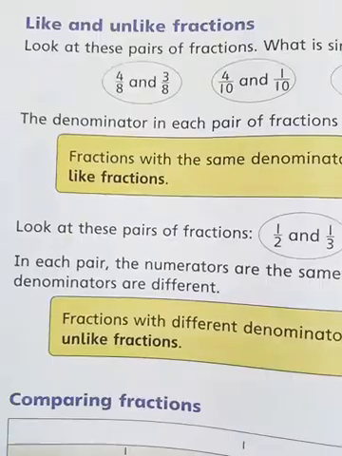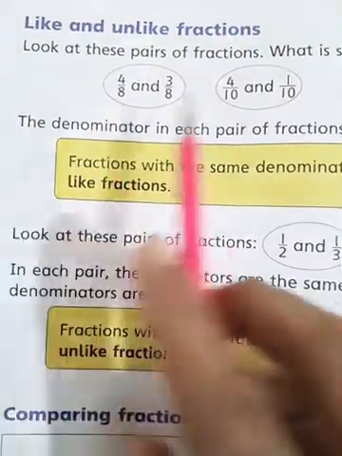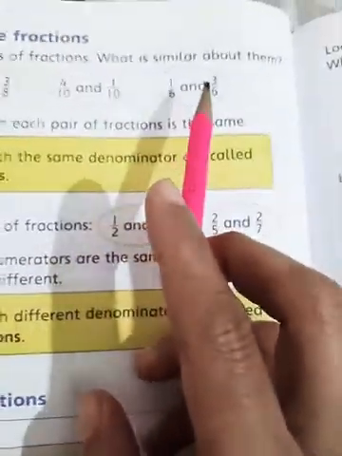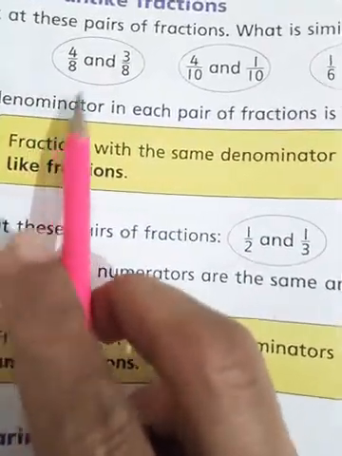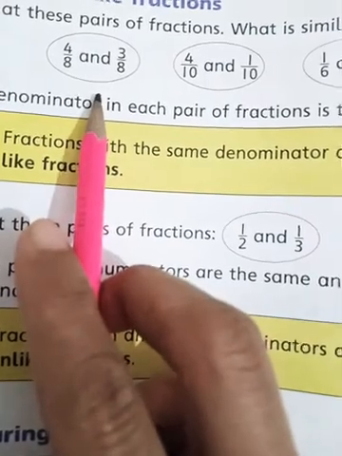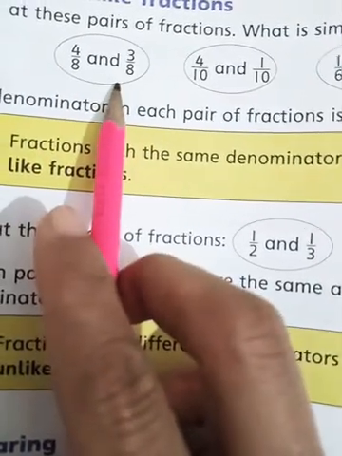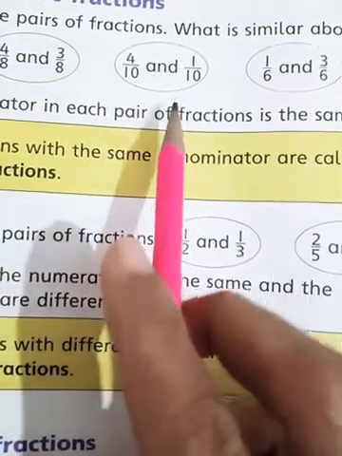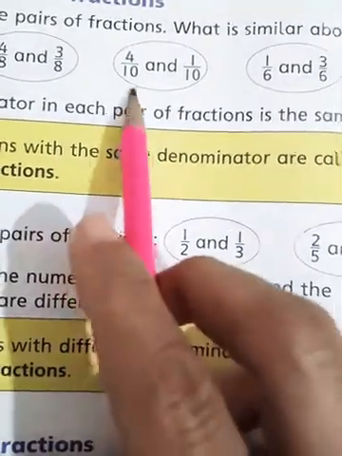Turn the page. Next type is like and unlike fractions. Look at these pairs of fractions. What is similar about them? 4 upon 8 and 3 upon 8. What is same? 8 is same. That is the denominator. Now see the next pair. 4 upon 10 and 1 upon 10. Again here 10 is same.